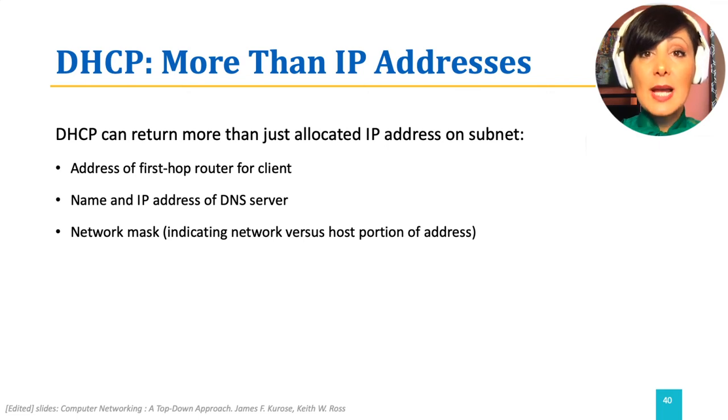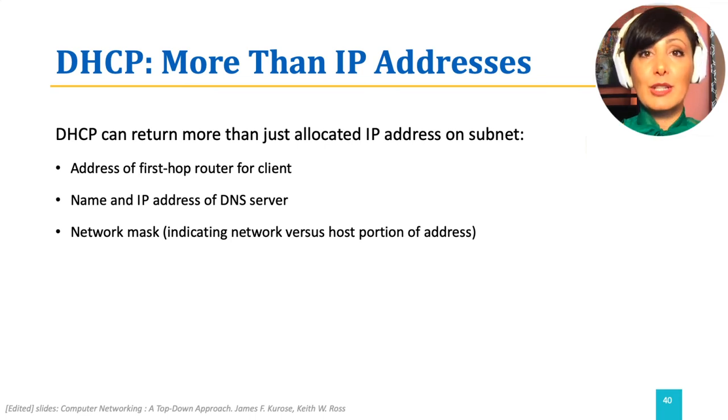DHCP provides more information than just allocated IP addresses. It returns the IP address of the first hop router for the client to connect to the internet. It can also return the name and IP address of the DNS server, and it returns the network mask. The configuration file at the DHCP server can also be used to provide links for automatic upgrades and plug-and-play software downloads from the network.